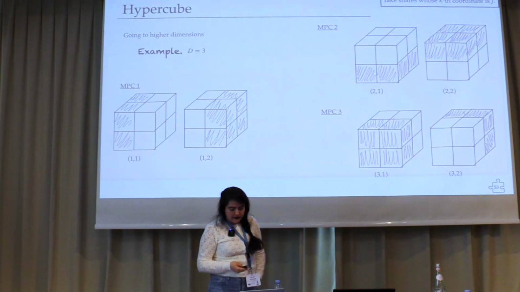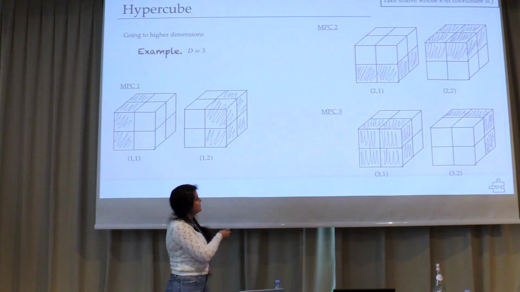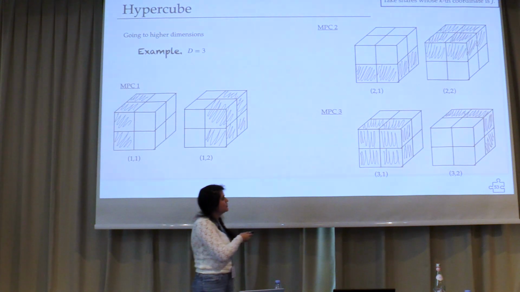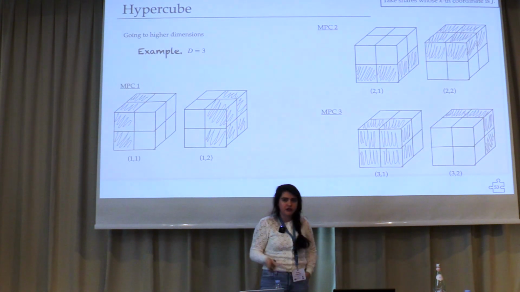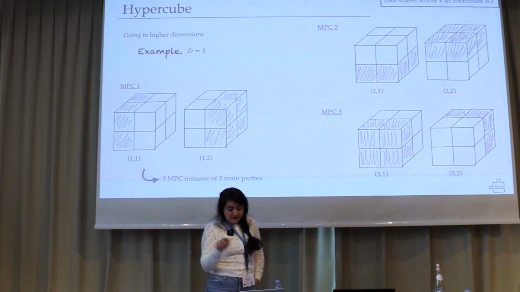And then, yeah, the MPC3 is going to be divided on the third dimension. So first you take the front of this cube, and then you take the back of the cube, okay? So always the J coordinate. And this gives us, as I said, 3 MPC instances of 2 main parties.